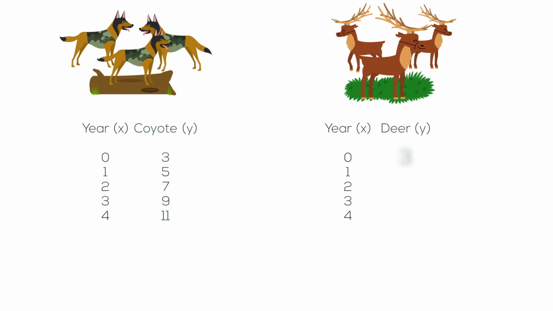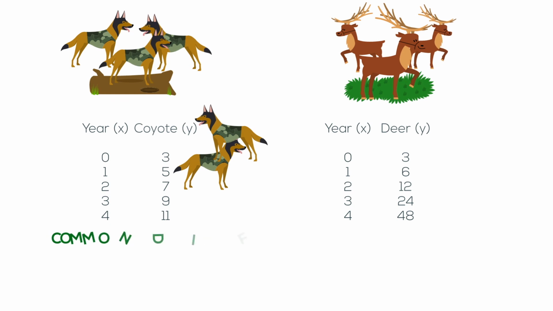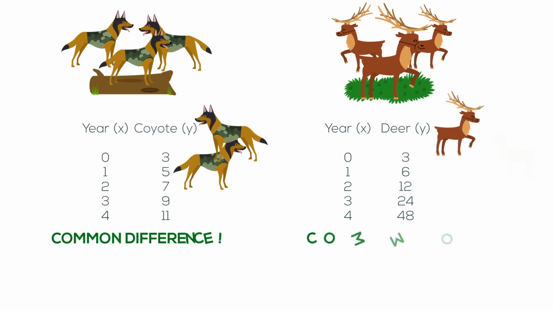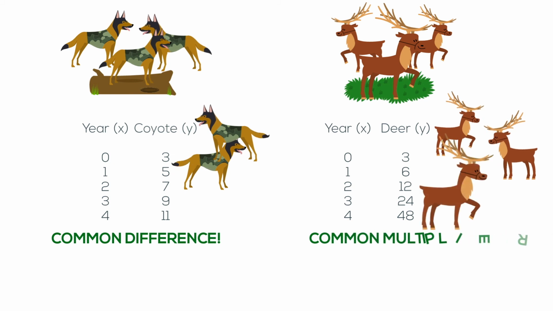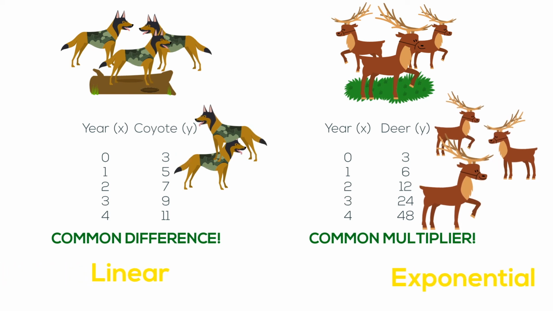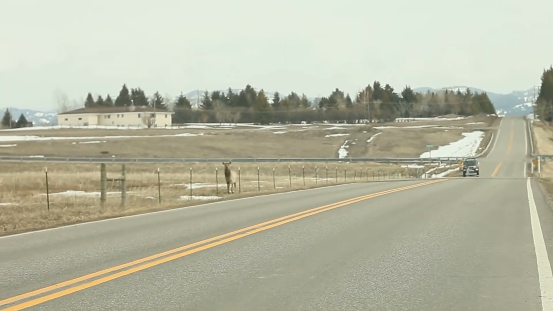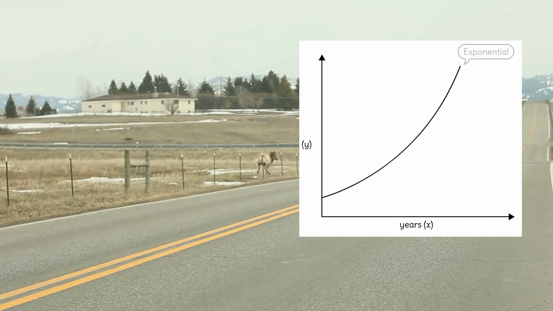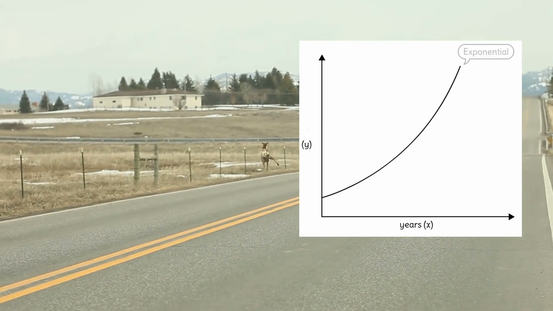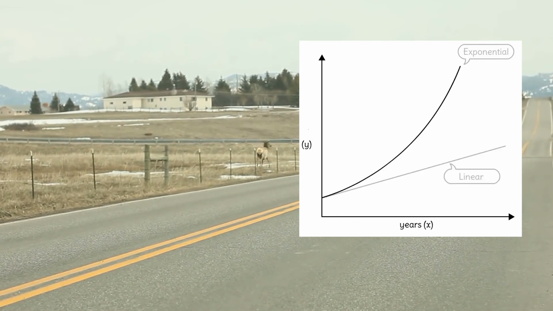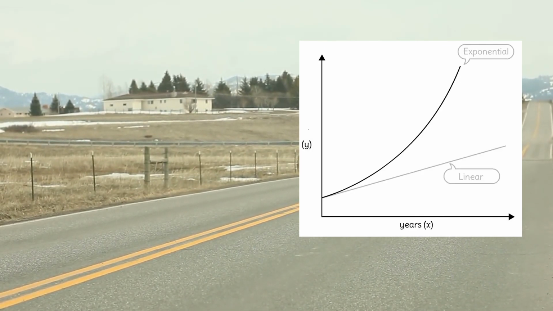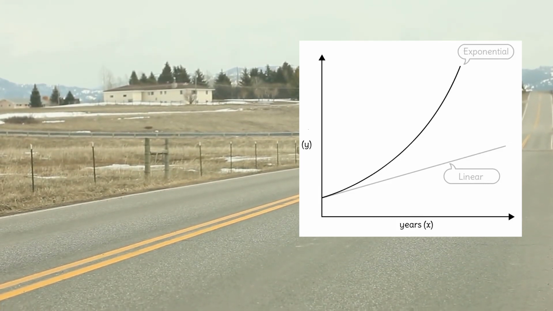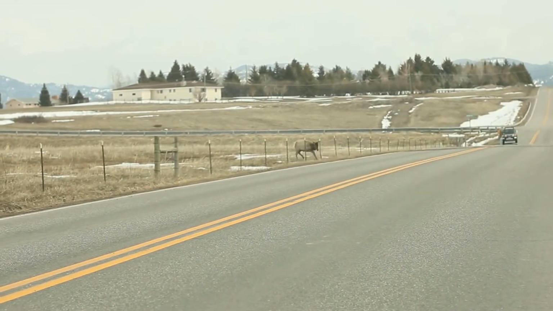Okay, to sum it up, our linear function had a constant rate of change, a common difference. We added the same number each year to the population. But the exponential function had a common multiplier. For each year, we multiplied the population by the same number. In our models, the population didn't seem too much different at first, the first couple of years. But after time, you'll notice that the exponential function grows faster and faster and faster. As a matter of fact, an exponential function will always surpass a linear function in the long run.